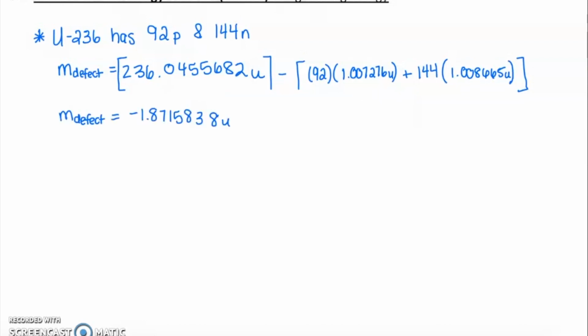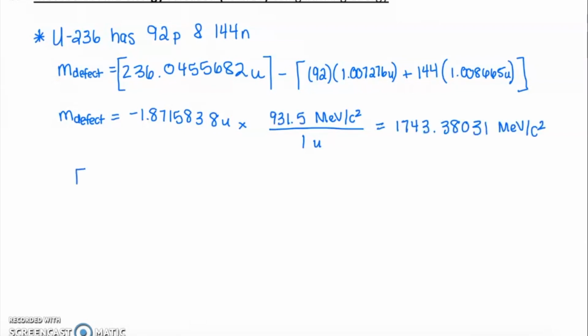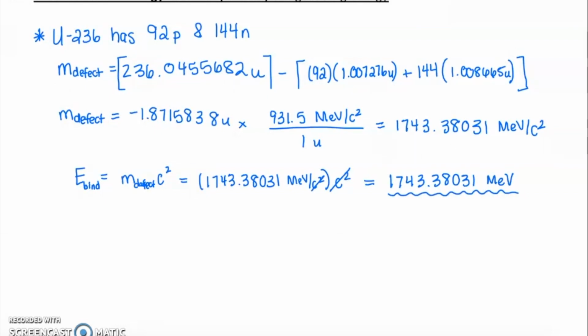Of course, this mass defect came out in the units of u, so we're going to do a little conversion here to get this to mega electron volts per c squared. That's going to help me when I calculate my binding energy in just a moment. I'll use my delta E equals mc squared here. I'm going to put some subscripts here to remind me this is the binding energy and this is the mass defect. Using that, I'm going to solve for the binding energy for uranium. And I have approximately 1,743 with some decimals mega electron volts for my binding energy for uranium.